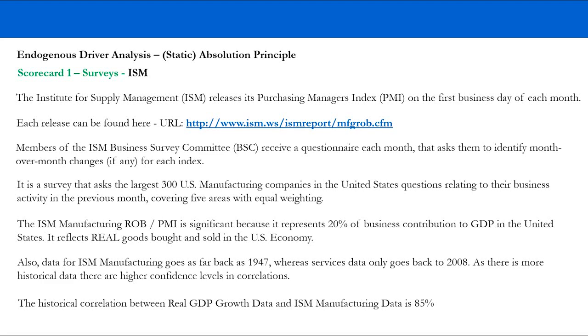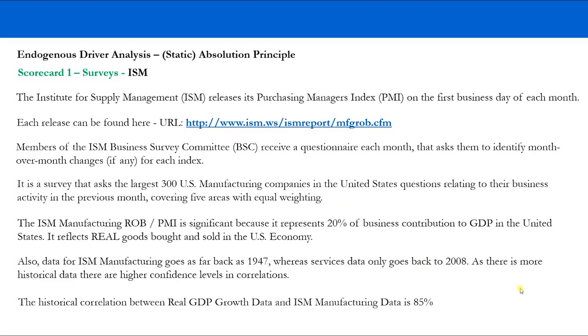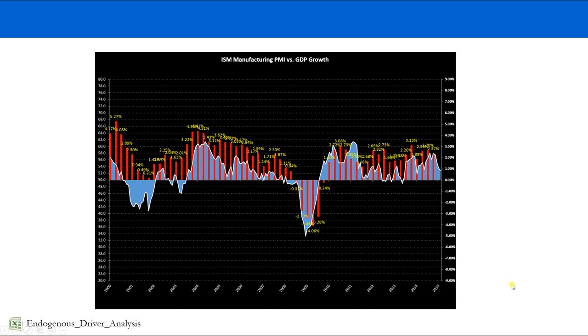And the historical correlation between real GDP growth in the United States and the ISM manufacturing data going back to 1947 is around 85%. So it's extremely high and extremely good at predicting the future of the economy and also predicting what central banks and governments will do. And we can have a look at what the correlation between the ISM manufacturing index and real GDP growth actually looks like pictorially. And this is what it looks like.